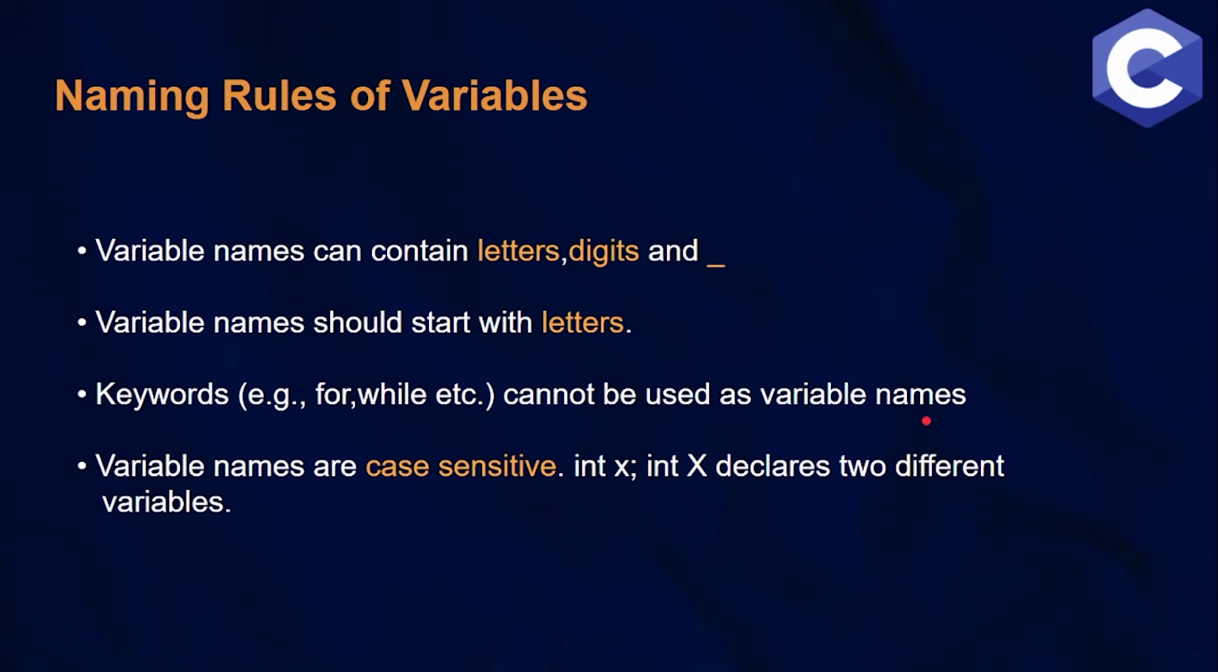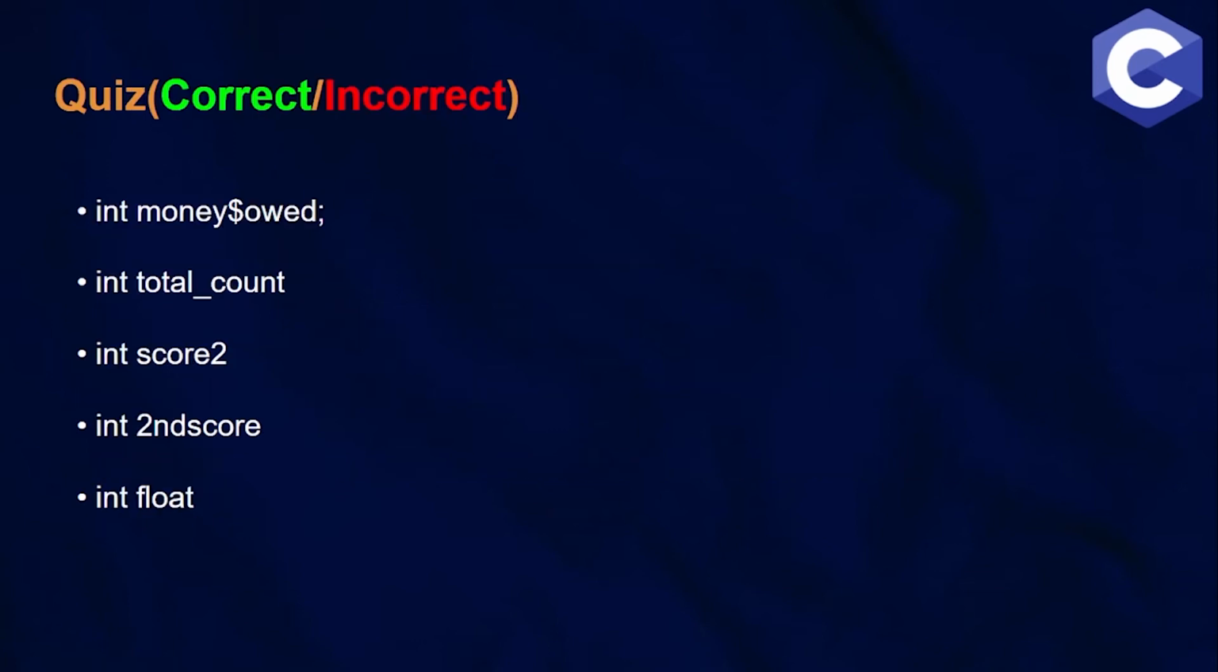So let us have some quiz questions. Here I have listed 5 variable declarations. You have to find out which one is correct and which one is incorrect. So pause the video now and try to find out which one is correct and which one is incorrect. Money dollar, vote, total count, score two, second score and float. So these are the variable names.